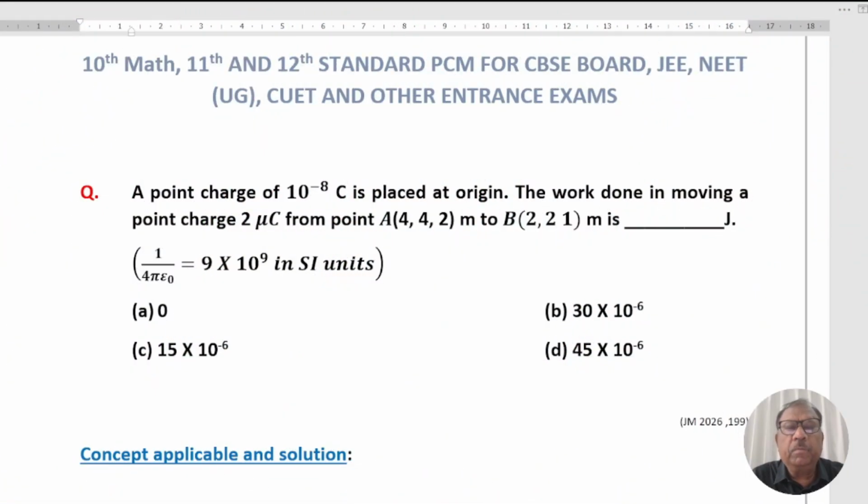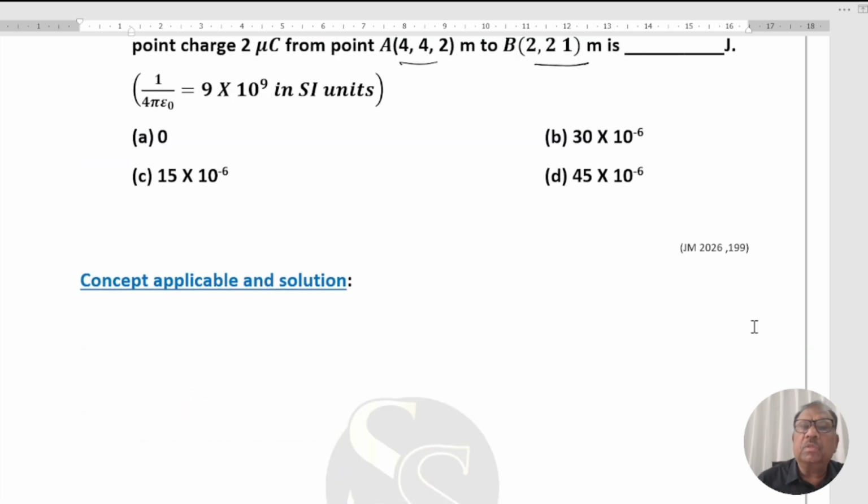Now let's start the question and answer. Question is, a point charge of 10 to the power minus 8 coulomb is placed at origin. The work done in moving a point charge 2 microcoulomb from point A to point B is. Four options are given, one of the options is correct. Concept applicable.